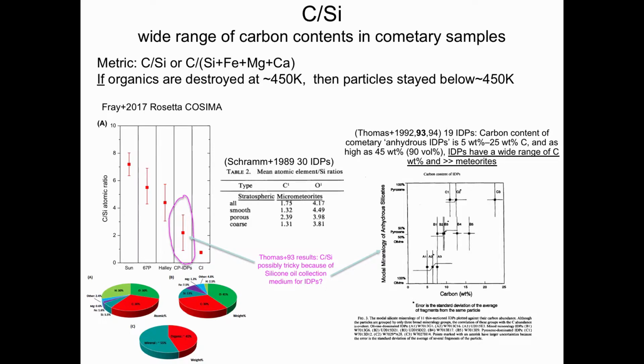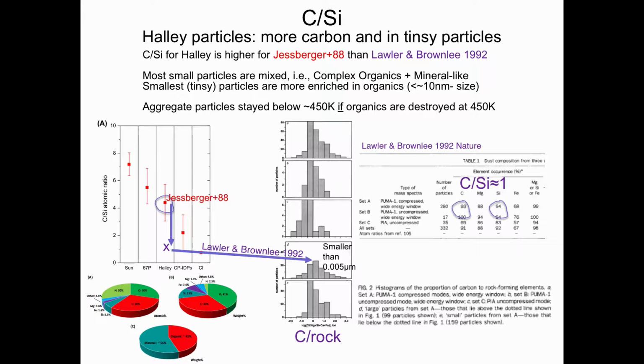And so what I show in the next slide is that you have to look at the sources to understand the range of measurements. For instance, if we look at Halley, it depends upon which paper you look at. If you look at the Jessberger paper from 1988, you see the higher measurement of carbon to silicon ratio of 4. But the Lawler and Brownlee paper did a reanalysis of the high resolution mass spectra, and they find that only for the smallest particles do you get a ratio of 1. So that depends upon which instrument and how that data was collected.